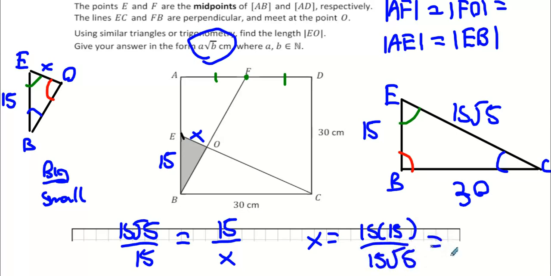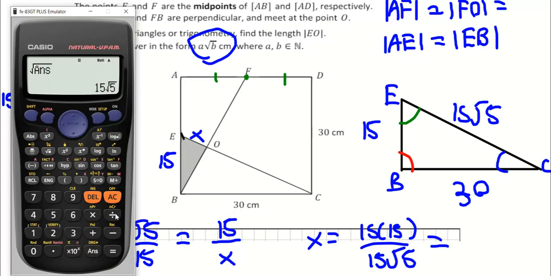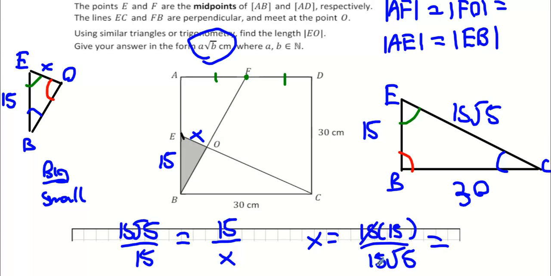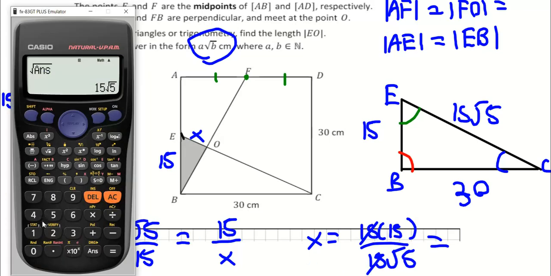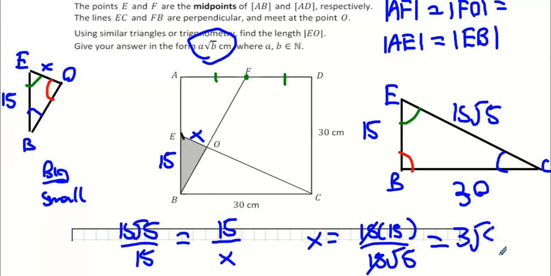And actually, that is a question that we could have been asked. A similar triangle question, similar to what we're doing today. The 15s cancel, don't they? That's just 15 divided by root 5. And that is why we have to cover this section at the end.